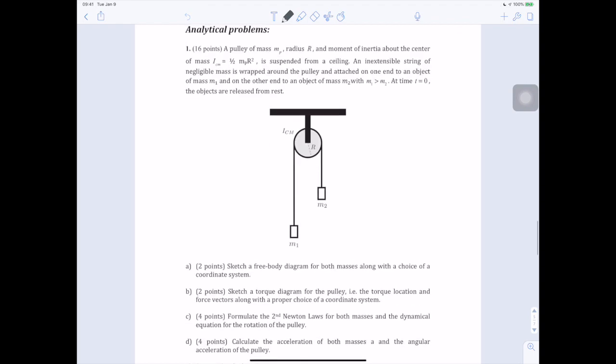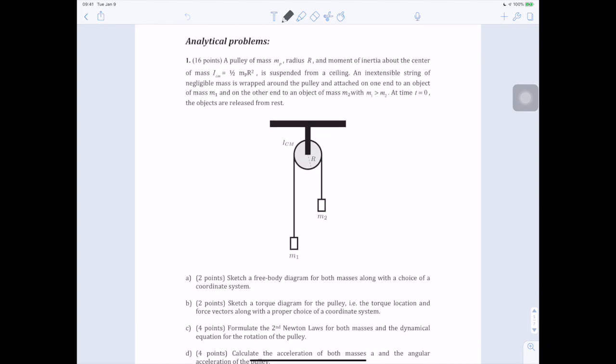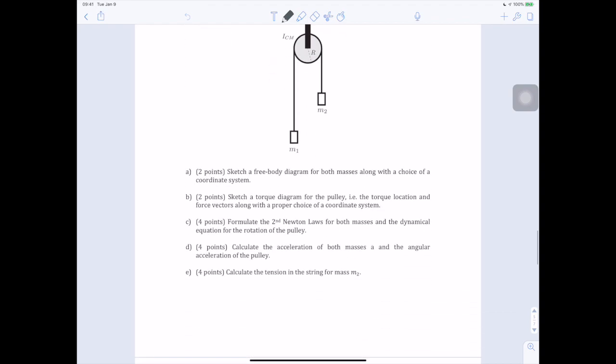Okay, so let's work now on the first analytical problem. A pulley of mass Mp, radius r, and a moment of inertia about the center of mass, which is given as a half Mp r squared, suspended from a ceiling. An inextensible string of negligible mass is wrapped around the pulley and attached on one end to an object of mass m1 and on the other end to an object of mass m2, with m1 larger than m2. At time t equals 0, the objects are released from rest. So sketch a free body diagram for both masses along with the choice of a coordinate system. So let's work on this.